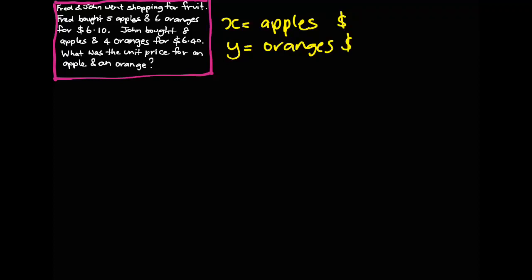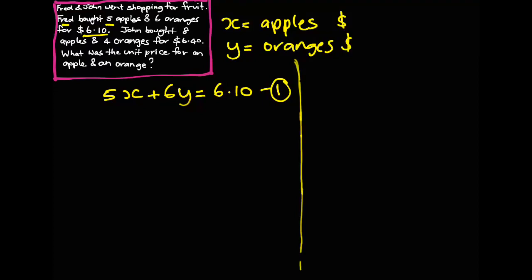We've got to try and find 2 equations in this sum so we can get the answer to 2 unknowns. So let's have a look at the question. Fred bought 5 apples and 6 oranges for $6.10. Now straight away we can write that out as an algebraic linear equation. So 5 apples, which is x, plus 6 oranges, which is y, is equal to $6.10. And we'll call that equation 1.